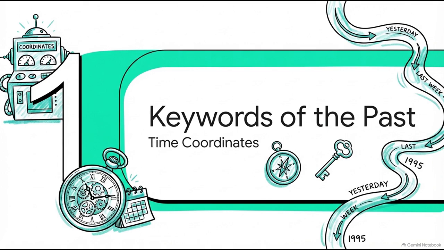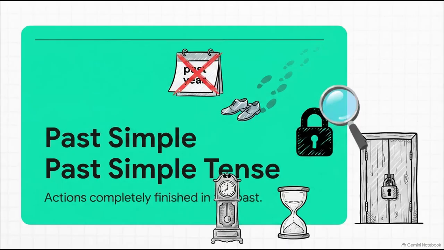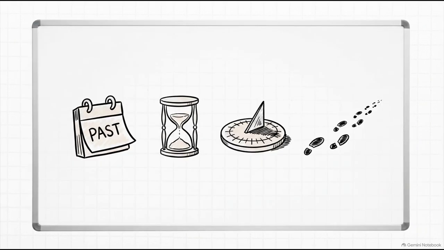Think of this as finding your time machine coordinates. Before we actually travel back, we kind of need to know exactly what the past simple tense even is, right? Well, it's for actions that are completely 100% finished in the past. Done. Over with. The door is securely closed. It's not still happening. We're talking about a completely closed chapter in time. So just keep that locked in your mind. Completely finished.